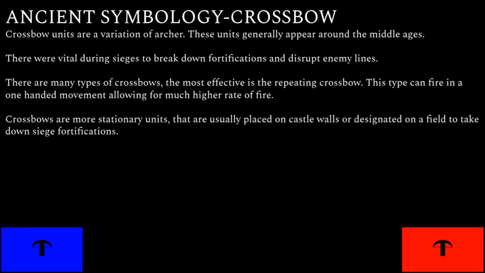Crossbow. Crossbow units are a variation of an archer. These units generally appear around the Middle Ages. They were vital during sieges to break down fortifications and disrupt enemy lines. There are many types of crossbows. The most effective is the repeating crossbow. This type can fire with one-handed movement, allowing for a much higher rate of fire. Crossbows are more stationary units. They are usually placed on castle walls or designated on a field to take down fortifications.